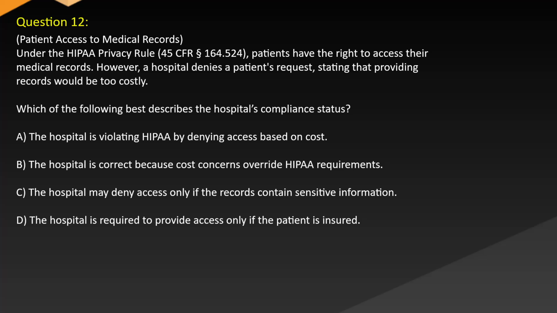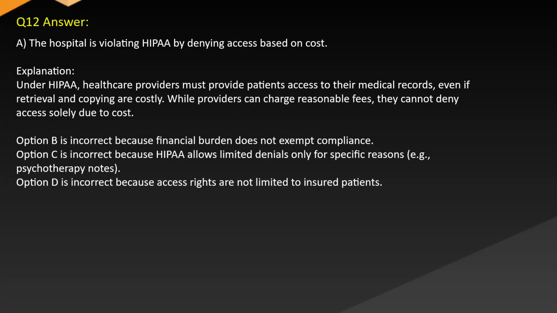A. The hospital is violating HIPAA by denying access based on cost. B. The hospital is correct because cost concerns override HIPAA requirements. C. The hospital may deny access only if the records contain sensitive information. D. The hospital is required to provide access only if the patient is insured. Answer: A. The hospital is violating HIPAA by denying access based on cost.